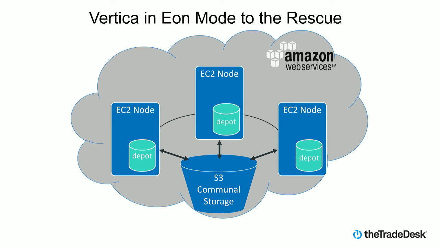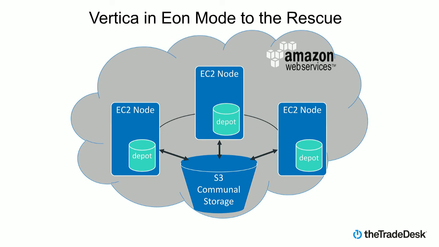What I want to do is just talk about Eon mode really briefly for those in the audience who aren't familiar. It's basically Vertica's answer to the separation of compute and storage. It allows one to scale compute and/or storage separately. And there are a number of advantages to doing that, whereas in the old enterprise days, when you added compute, you added storage, and vice versa.